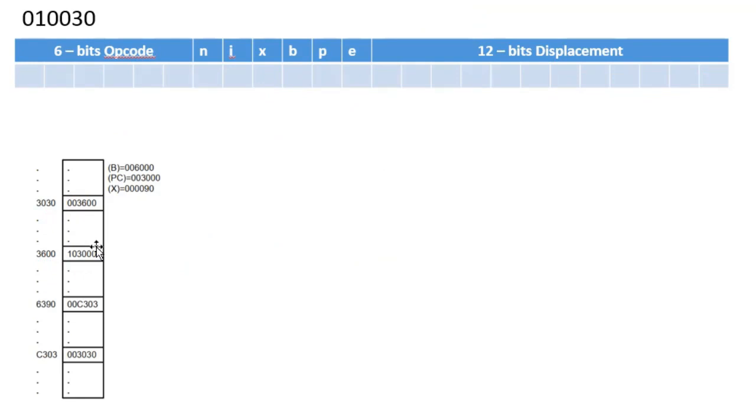Now again we have 010030 in hexadecimal. Convert it into binary. When we convert it into binary, 0 is 4 zeros, 1 is 3 zeros followed by 1. Next we have 0 again, means 4 zeros, and the 12-bit displacement I will keep as it is, 030. Okay, now what is the format?